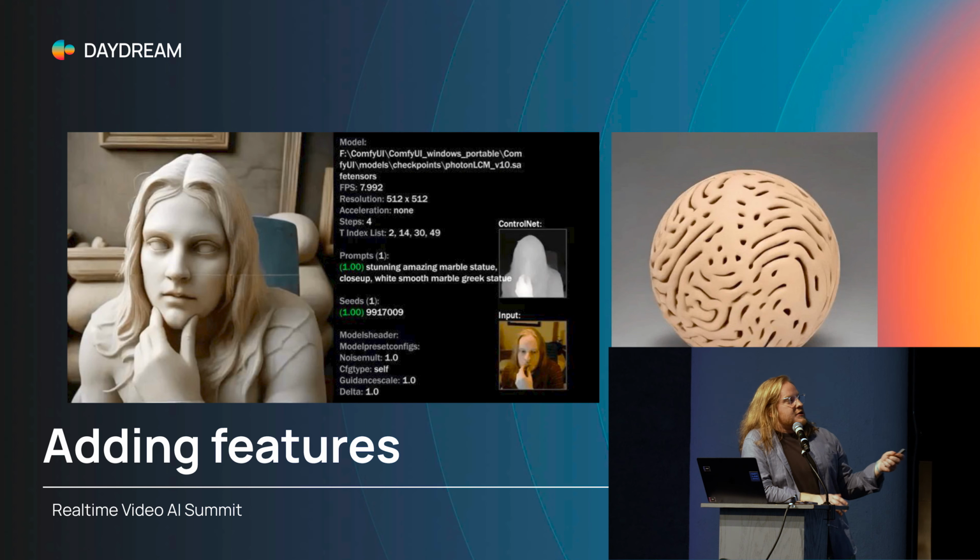So, adding more features. Then there was also open source with StreamDiffusion. It's awesome. But there were a lot of floating forks. There was a fork that had ControlNet implemented. There was a fork that had ControlNet with only TensorRT implemented.